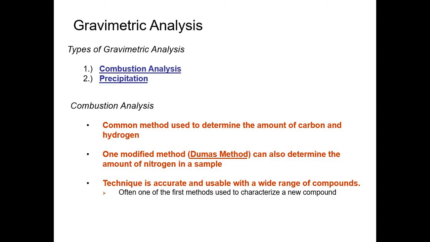There are 2 types of gravimetric analysis. We have combustion analysis and we have precipitation. So sa combustion analysis, both of them are gravimetric. So sa combustion analysis, the common method used to determine the amount of carbon and hydrogen, this is combustion analysis. Another modified method called the Dumas method can also determine the amount of nitrogen in a sample. So this technique is accurate and usable with a wide range of compounds. So we will not go into detail with this one. So often one of the first methods used to characterize a new compound.